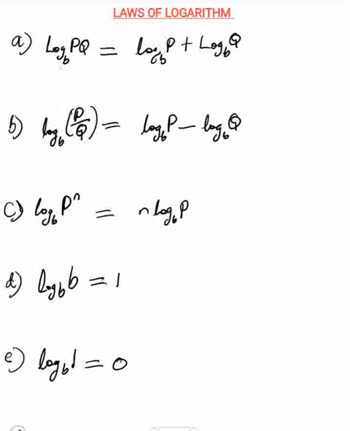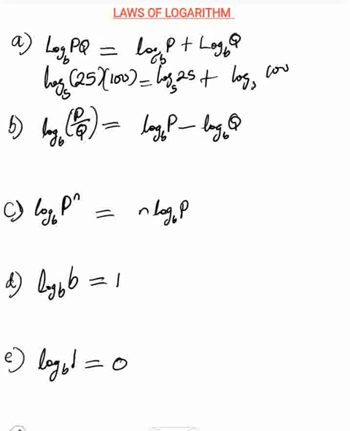Now, if we have something like log 25 times log 100 base, let's say 5, we can simply write our result as log 25 base 5 plus log 100 base 5. And that's, we have the result.